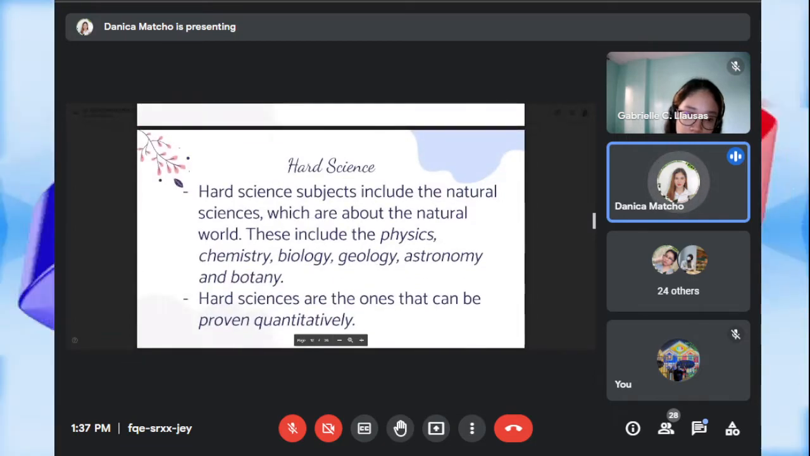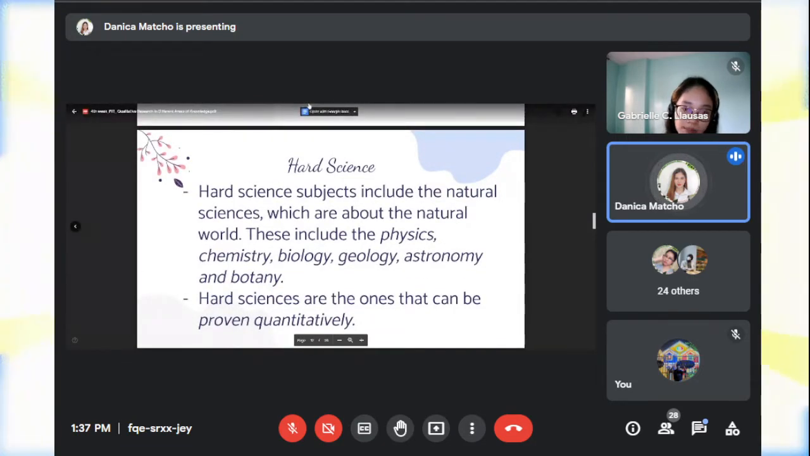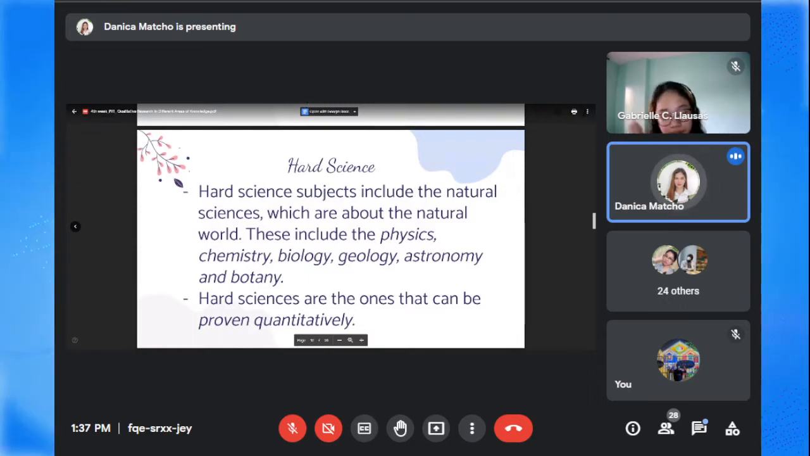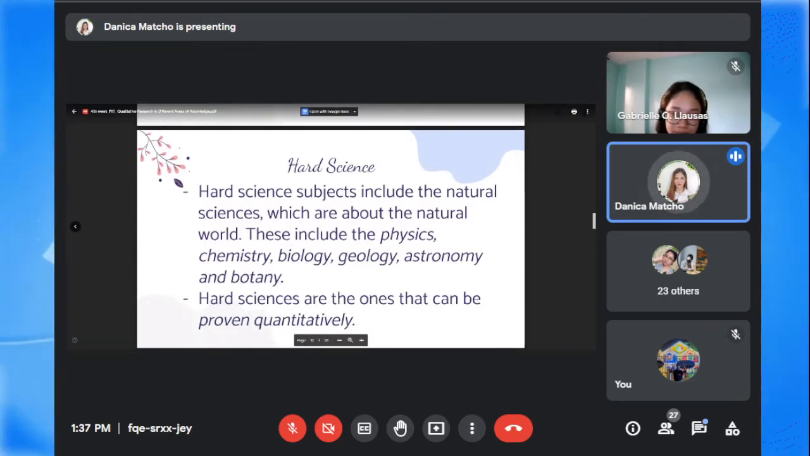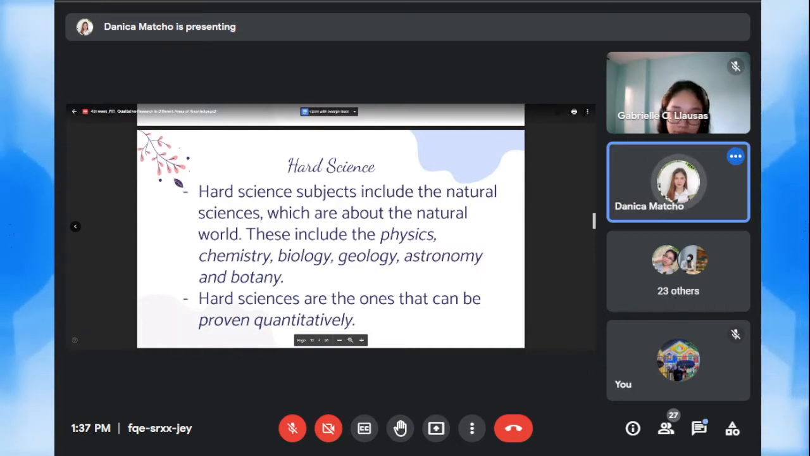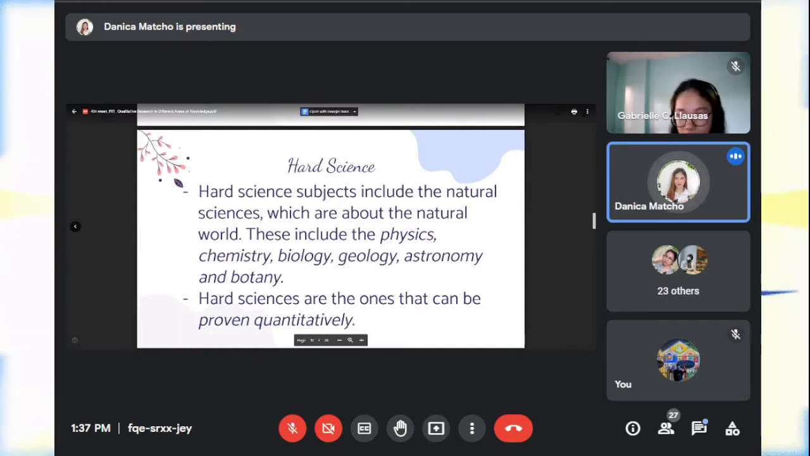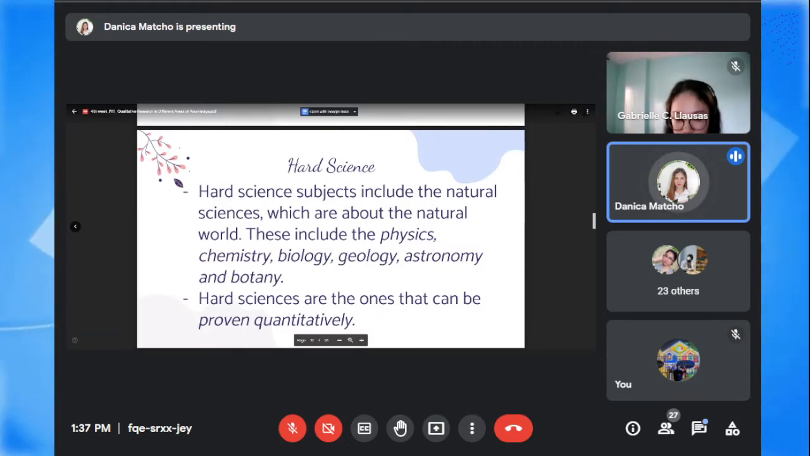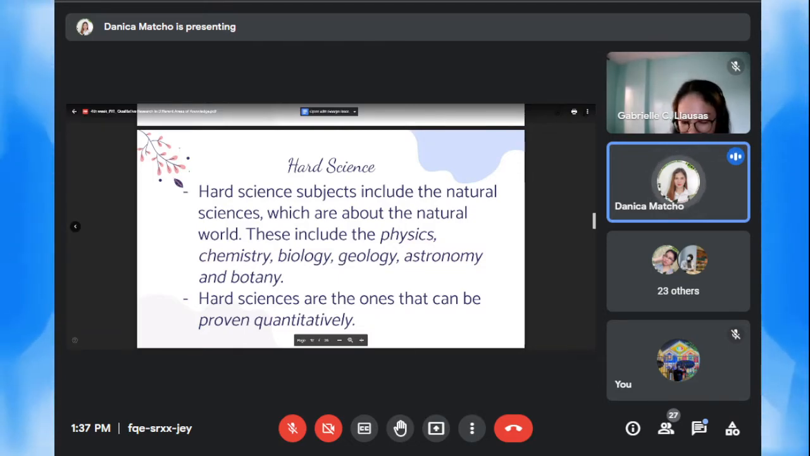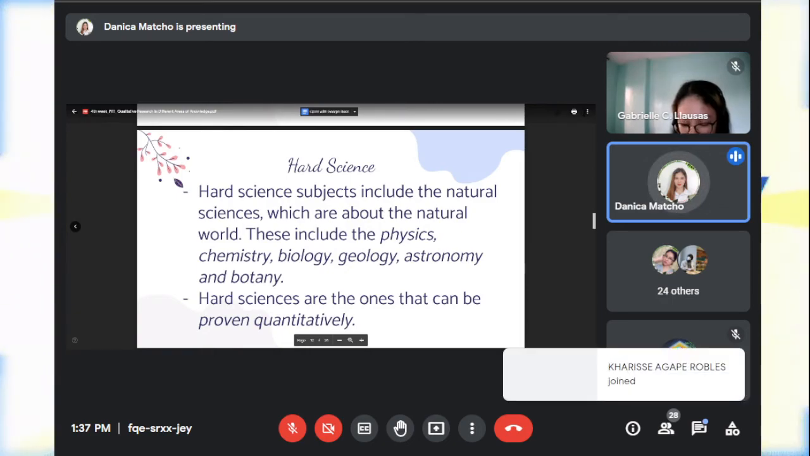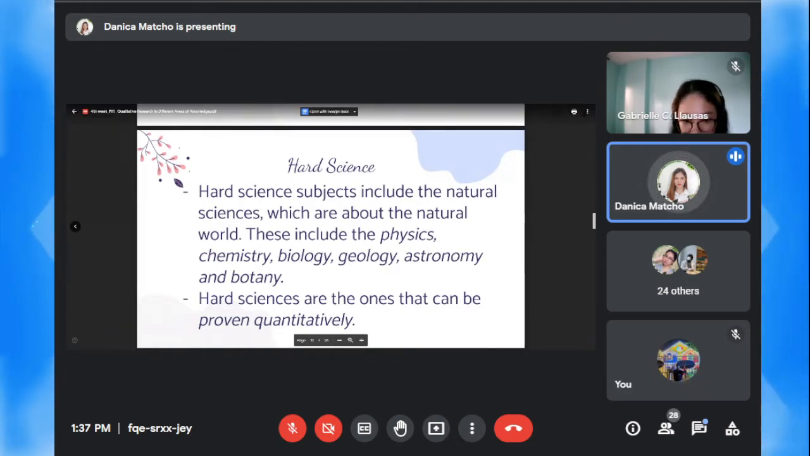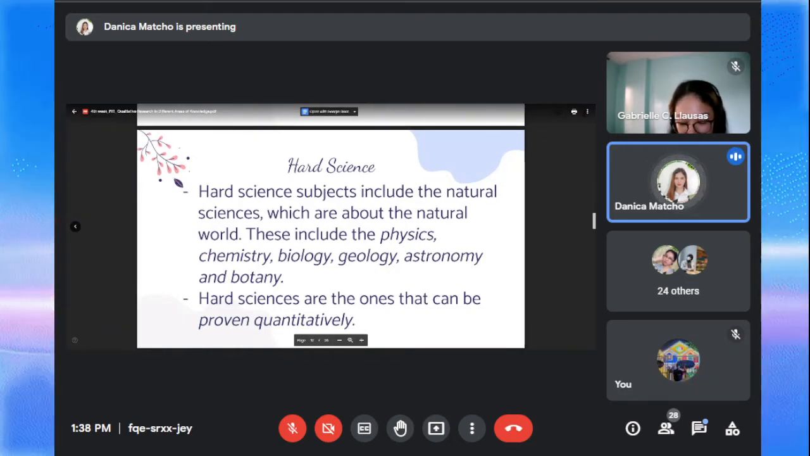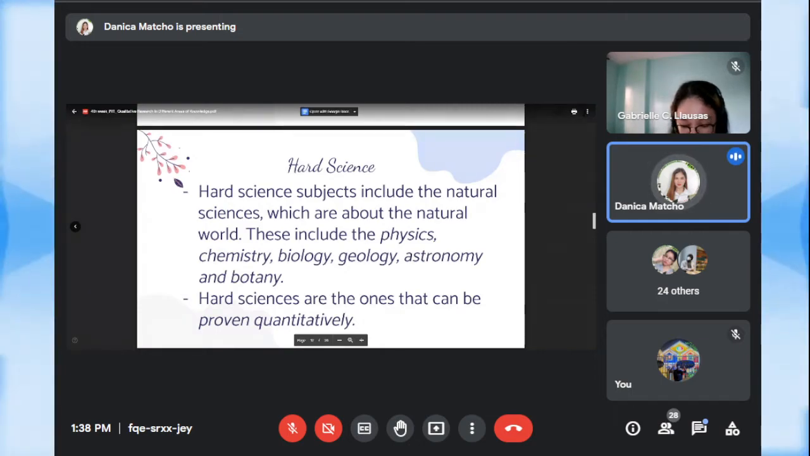Because in hard sciences, these are the ones that can be proven quantitatively. Meaning to say, we are presenting the data in a numerical form, statistical form. Okay? So, pinipresent natin yung mga data in a statistical or numerical form. And here in physics, we are using formulas. Di ba? Nagko-compute tayo dito. We are using mathematics in hard science. That's in physics. That's why it is an example of hard science. Are we clear with that? Did you get it? Ayan.